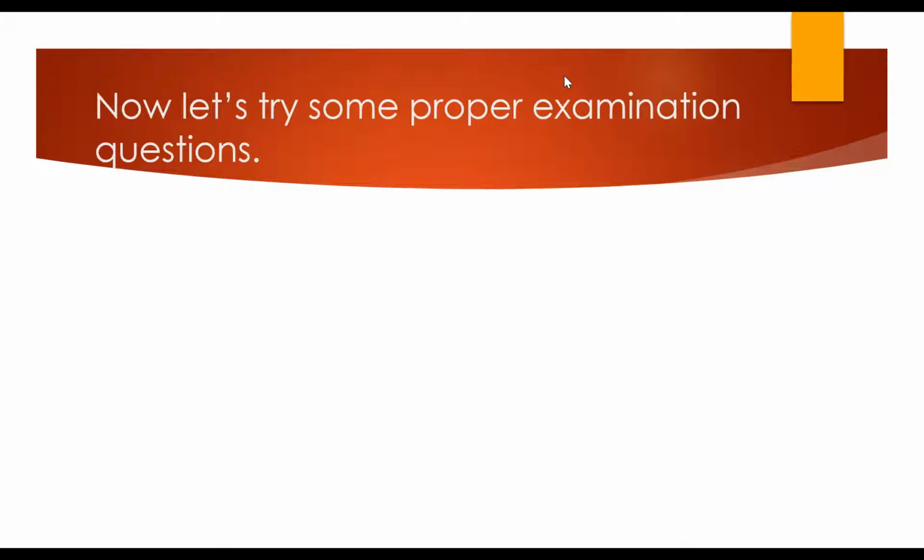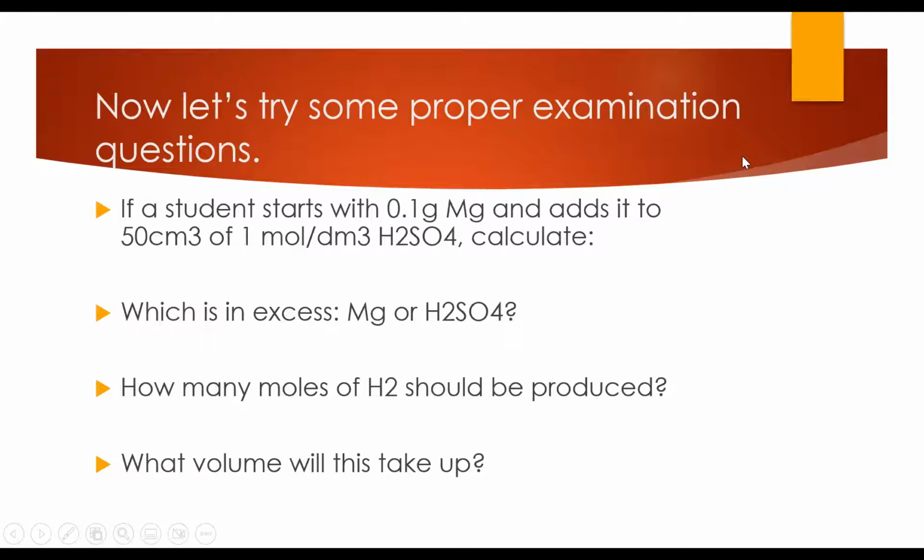Okay, so let's try a proper examination question or two. This is a proper examination question. It was worth 4 marks. The first bit, I think, was worth 2 marks, then it was 1 mark and 1 mark. A student starts with 0.1 grams of Mg and adds it to 50 cubic centimeters of 1 mole per cubic decimeter H2SO4, which is in excess. I'm going to show you how this works first.